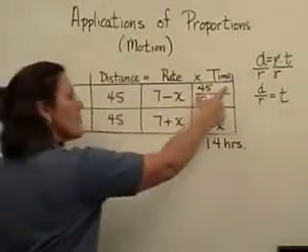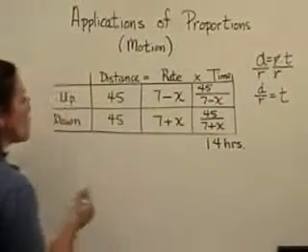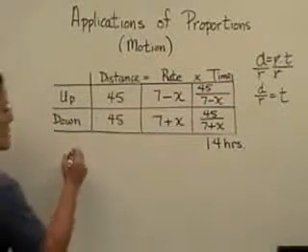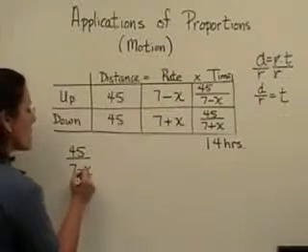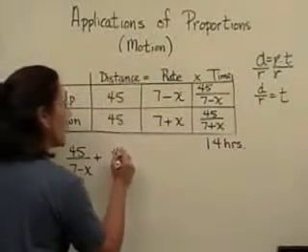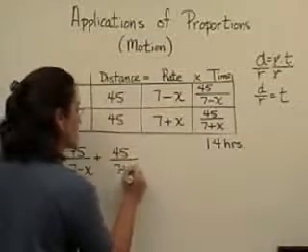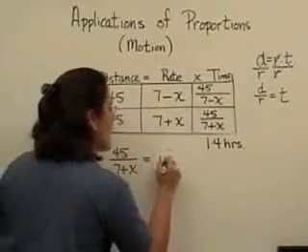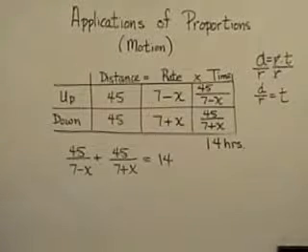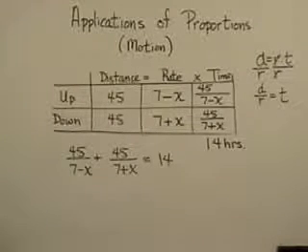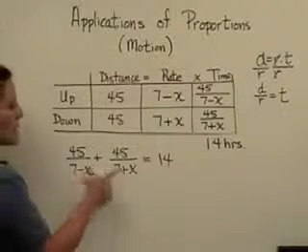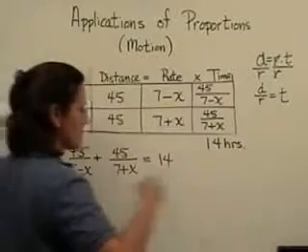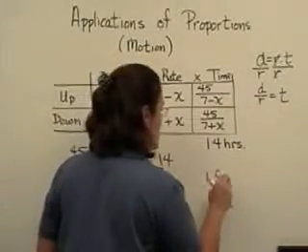What's going to happen then is the time for this one plus the time for that one has to equal 14 hours. So I'll have 45 divided by 7 minus x plus 45 divided by 7 plus x, and that total has to equal 14. There's my rational equation that I have to solve. It becomes a fairly involved equation, to be honest. It's going to be one that involves an x squared term. I'm just going to say to you that the LCD is the 7 minus x times the 7 plus x. I won't be able to finish this problem.